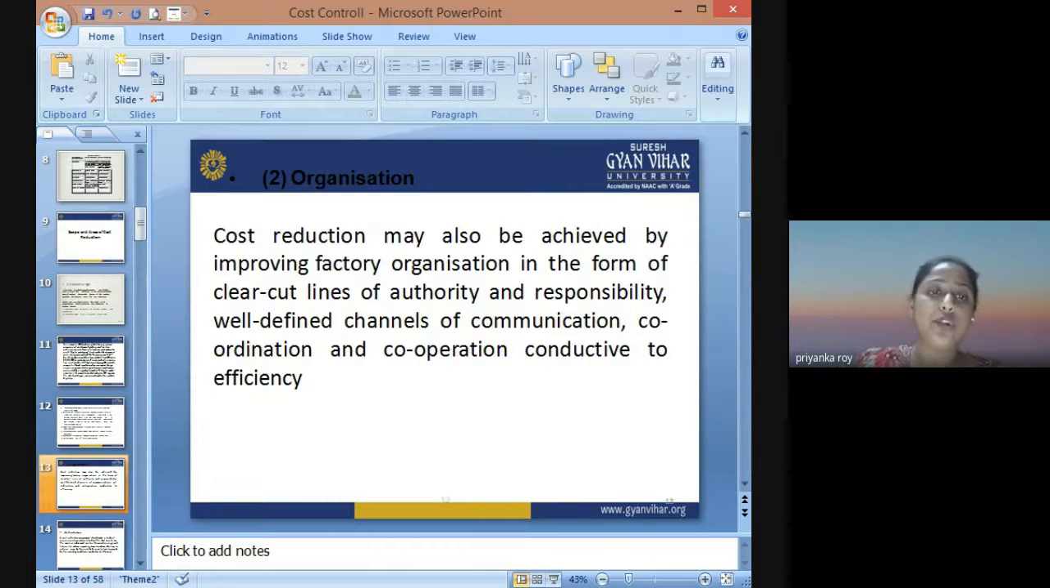Organization: cost reduction may also be achieved by improving factory organization in the form of a clear-cut line of authority and responsibility, a well-defined channel of communication, and coordination and cooperation conducive to efficiency.